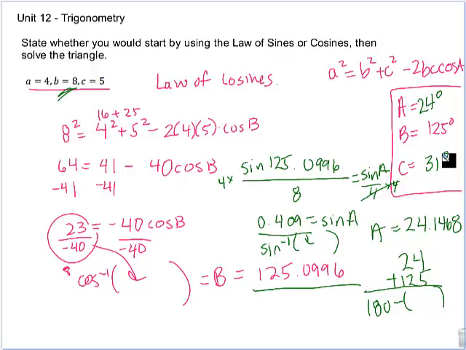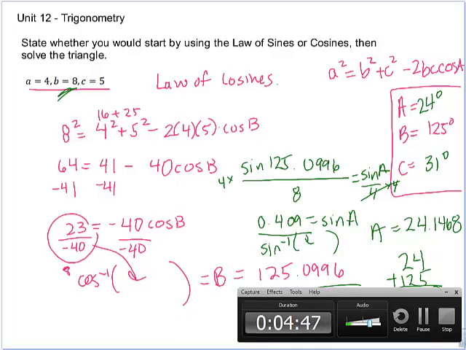So there we solve the right triangle. Or there we solve the triangle. Excuse me, it's not a right triangle. There we solve the triangle using law of cosines.